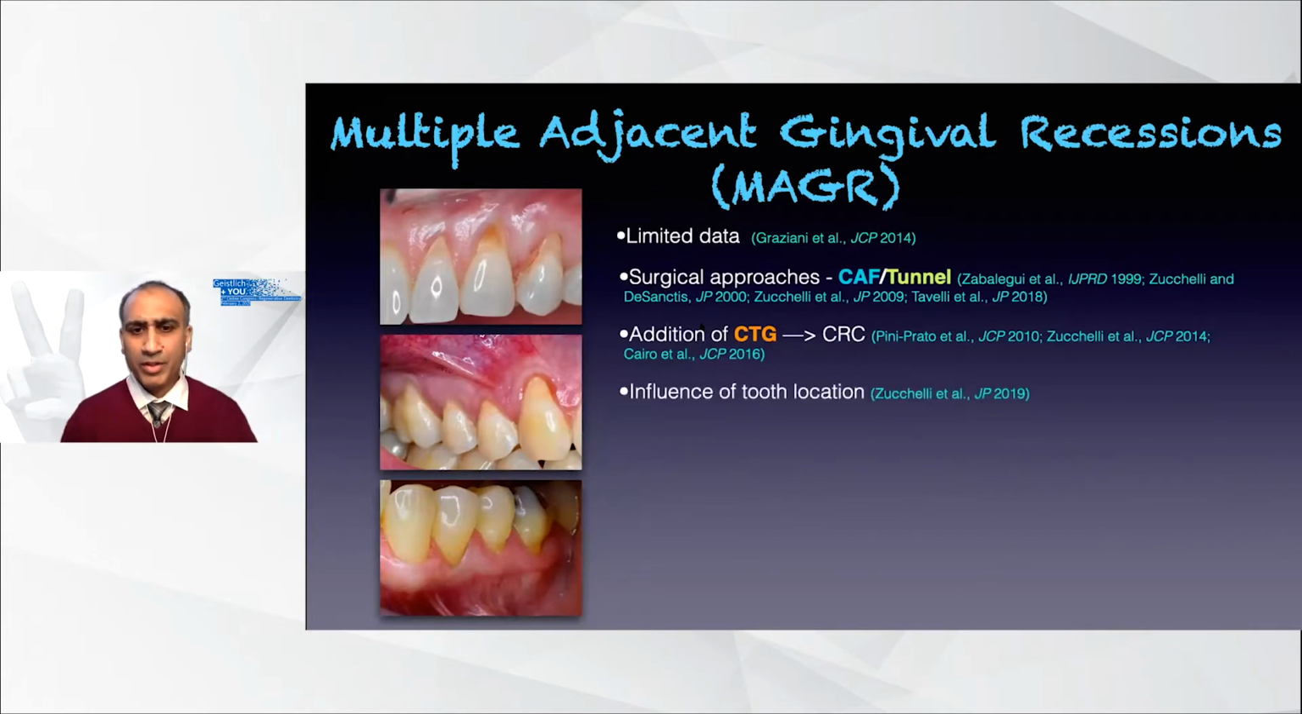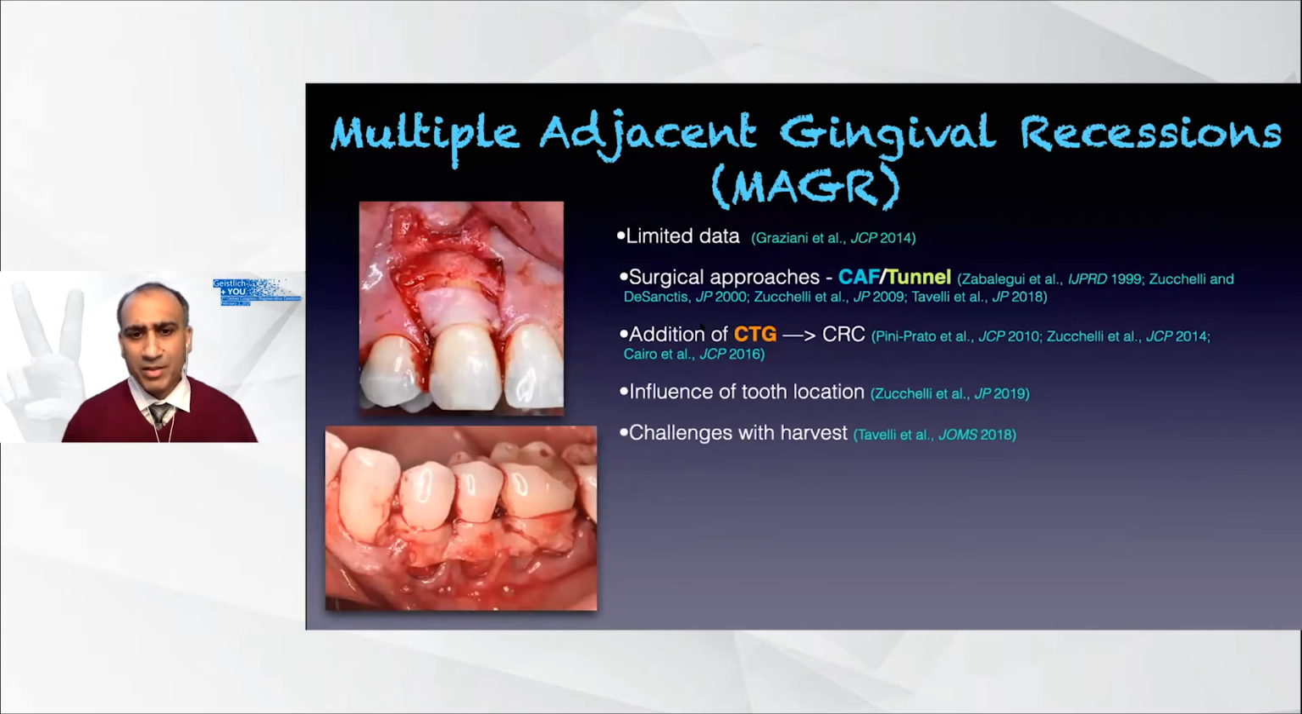We also know from the work of Professor Zucchelli done recently that tooth location also plays an important role in root coverage outcomes, in that maxillary MAGRs respond more favorably than mandibular MAGRs for root coverage and phenotype modification. And as well, interestingly enough, the distalmost tooth in any recession span seems to be the least favorable when it comes to root coverage and complete root coverage.